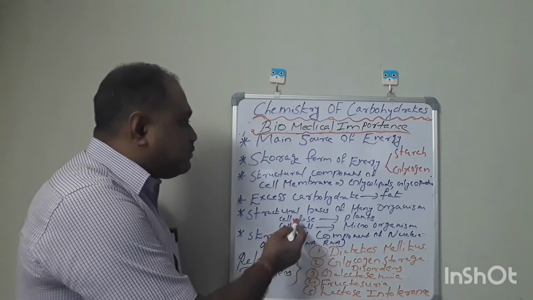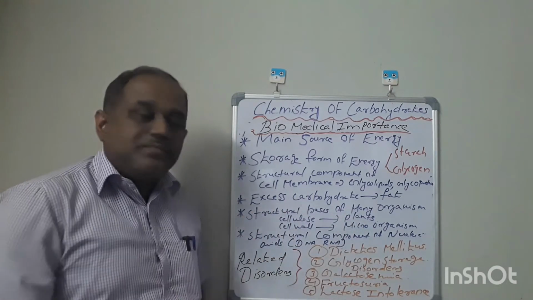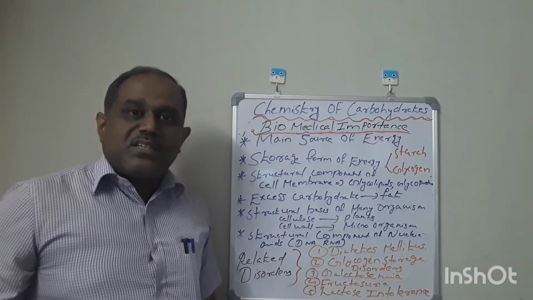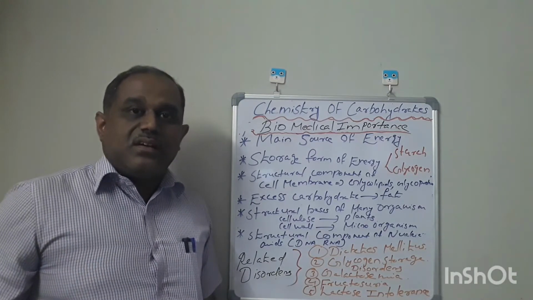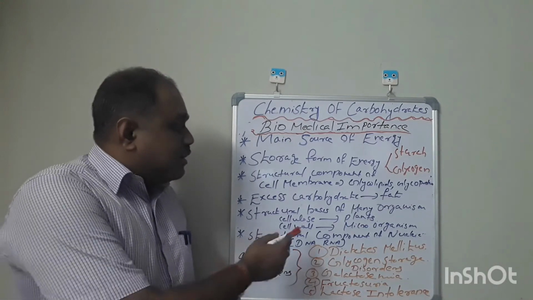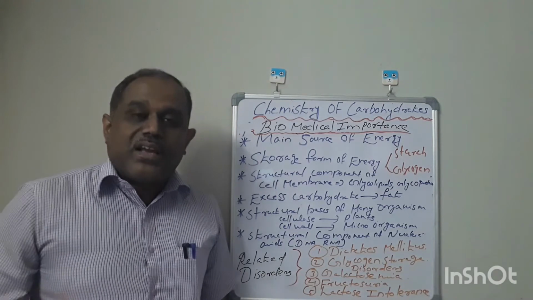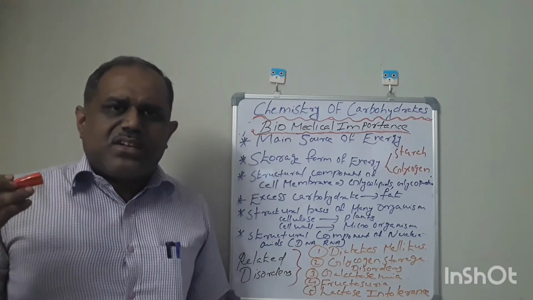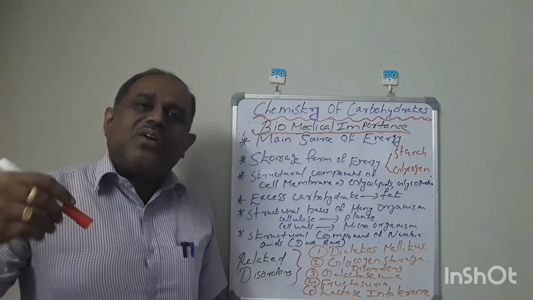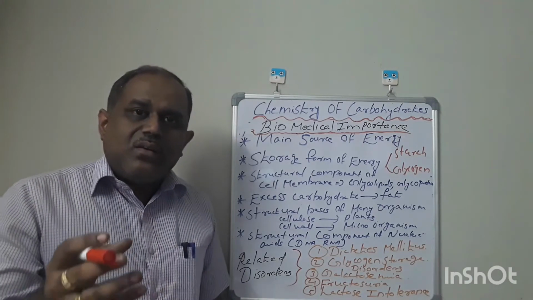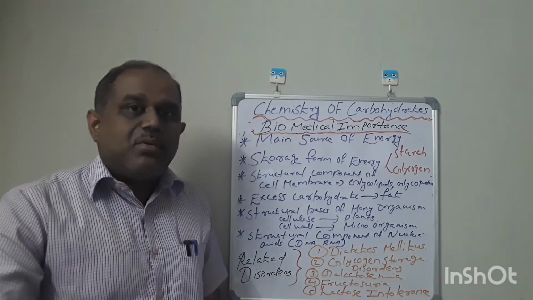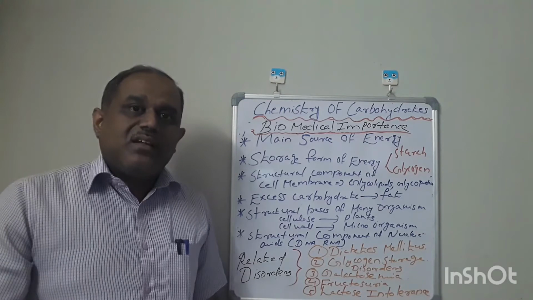For example, cellulose in plants, cell wall of microorganisms. We will be discussing in detail about dietary fibers in nutrition. Then they are a structural component of nucleic acids. You know that nucleic acid means deoxyribonucleic acid, ribonucleic acid. Nucleic acids are nothing but polymers of nucleotides. Nucleotide means a base plus sugar plus phosphate. That sugar will be either ribose or deoxyribose.